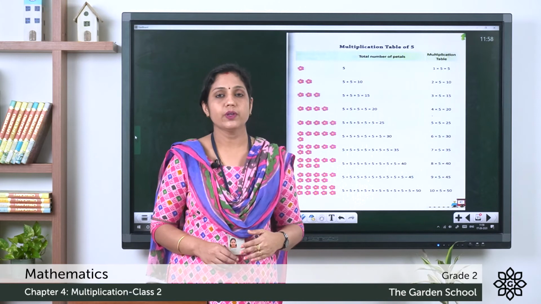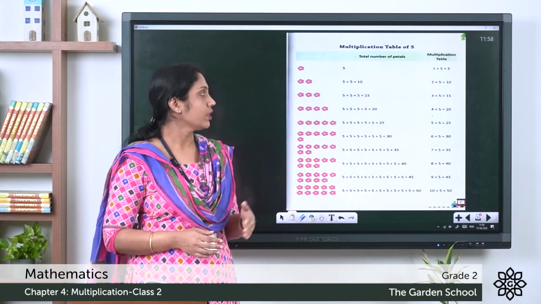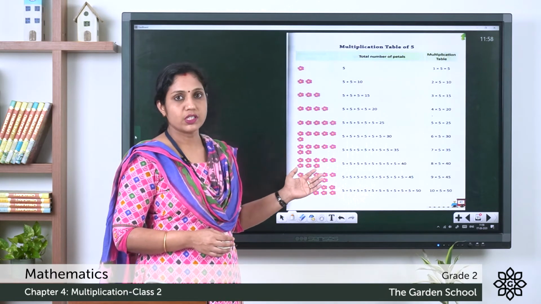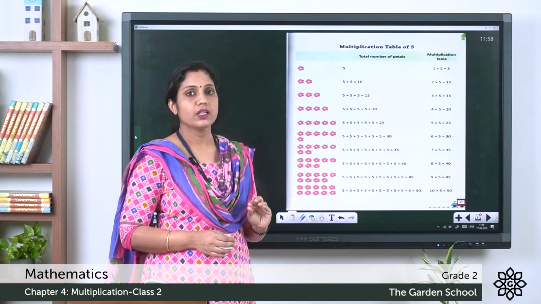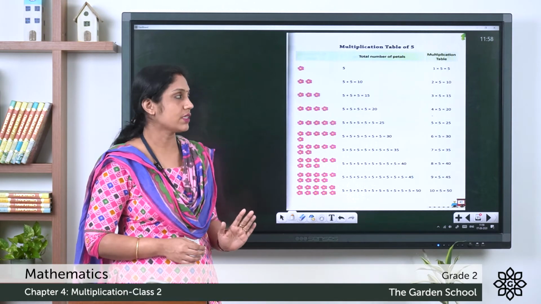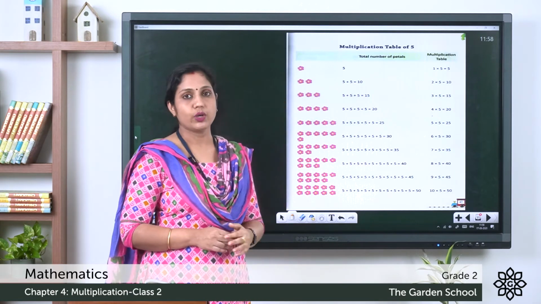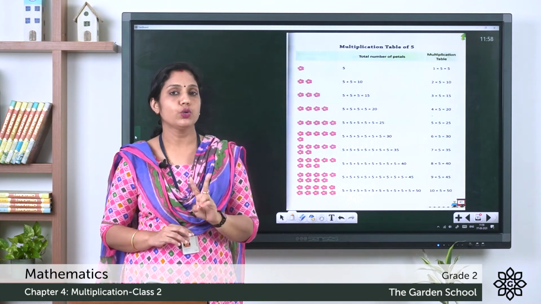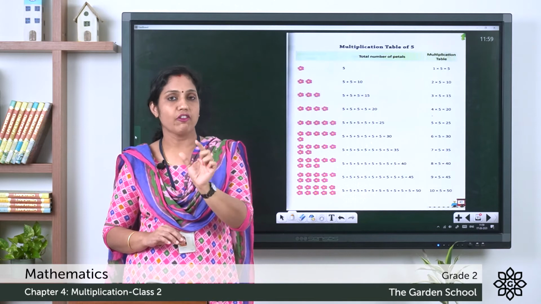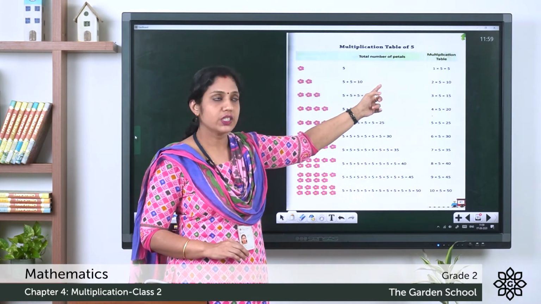This is a picture in your textbook, page number 47. So, here we have flowers. In the first picture, there is only one flower, but it has 5 petals. So, we can write it as 5 itself. In the second picture, you have 2 flowers, 2 groups, and in each one there are 5 petals. So, we can write it as 5 plus 5 is equal to 10.